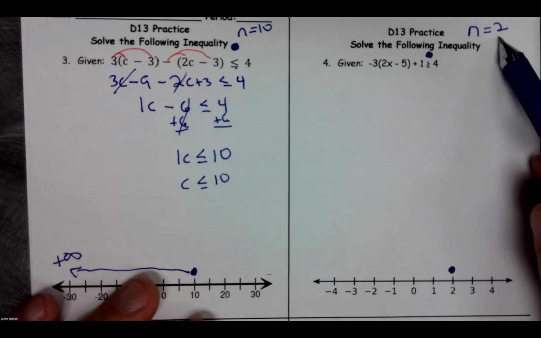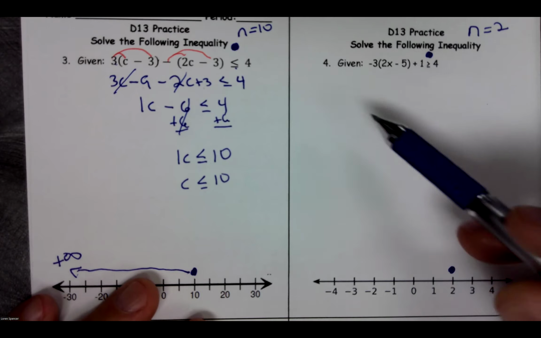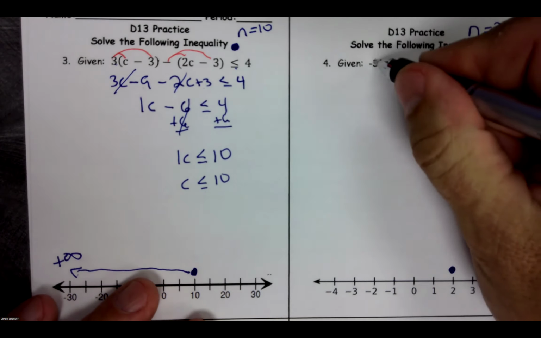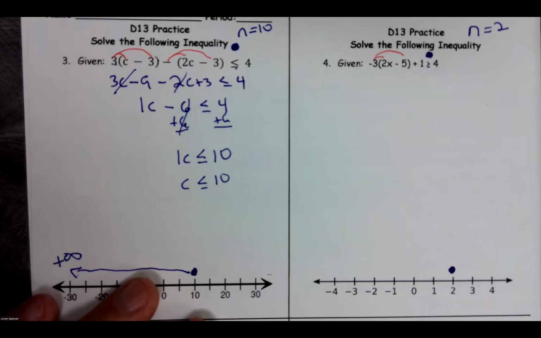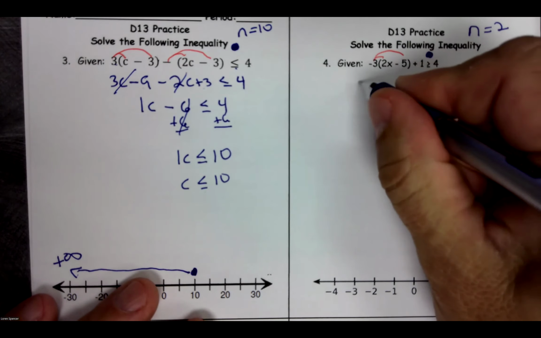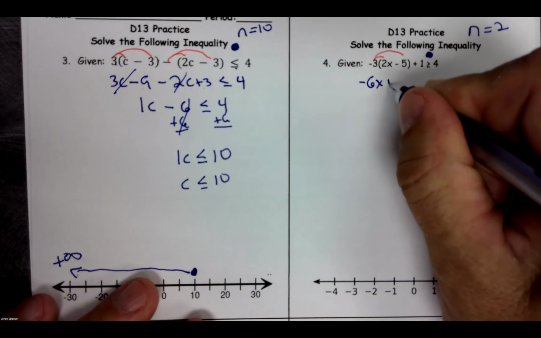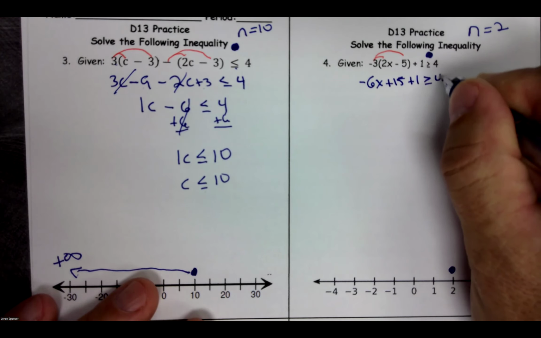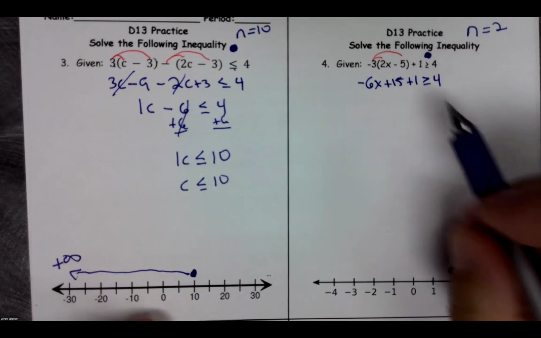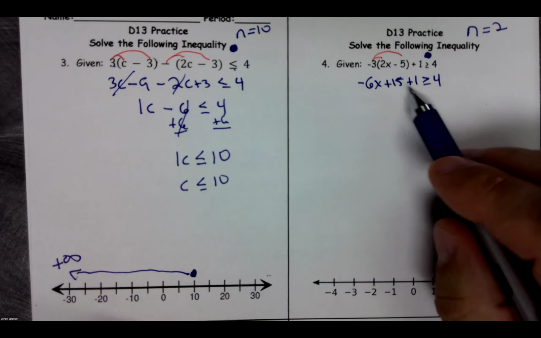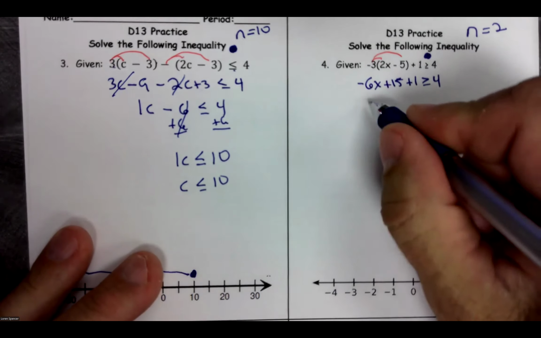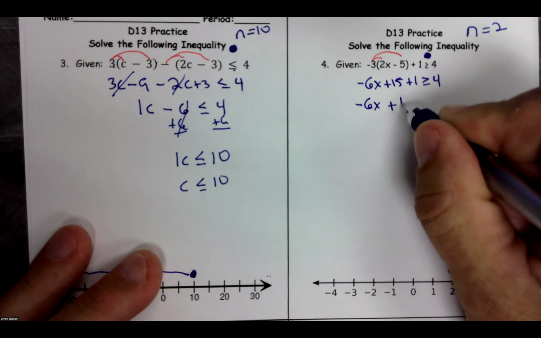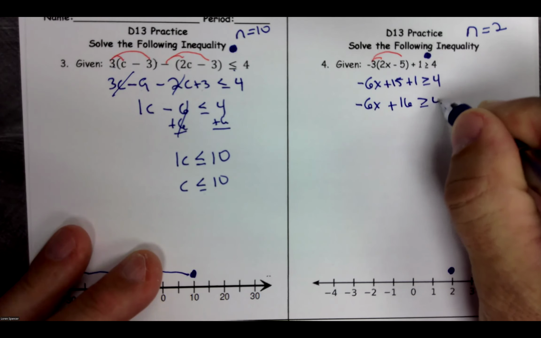Well, from Desmos, we know that we are going to have a 2, but we don't know which way we're drawing our line. The first thing we're going to have to do is distribute. And when we do that, we end up getting negative 6x plus 15 plus 1 is greater than or equal to 4. I can combine the 15 and the 1, and so then I'll have negative 6x, and 15 plus 1 is 16. So that's the like terms.